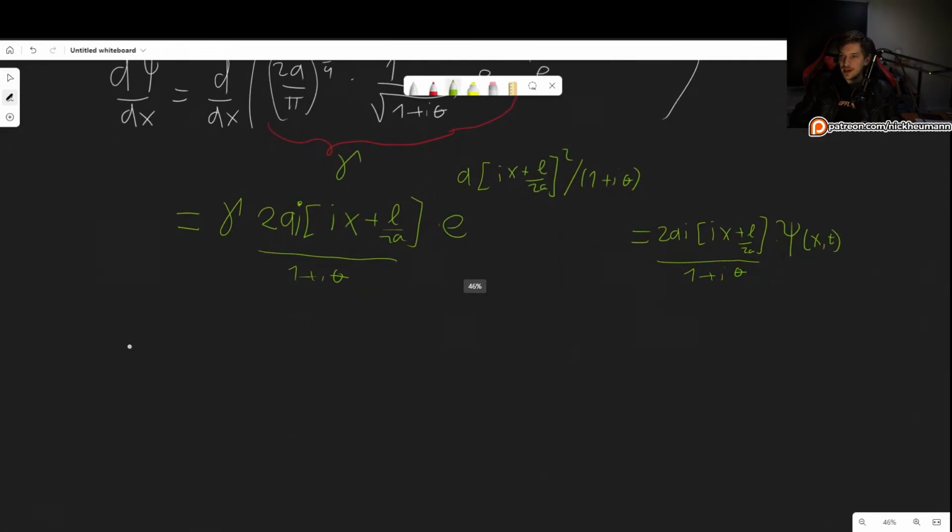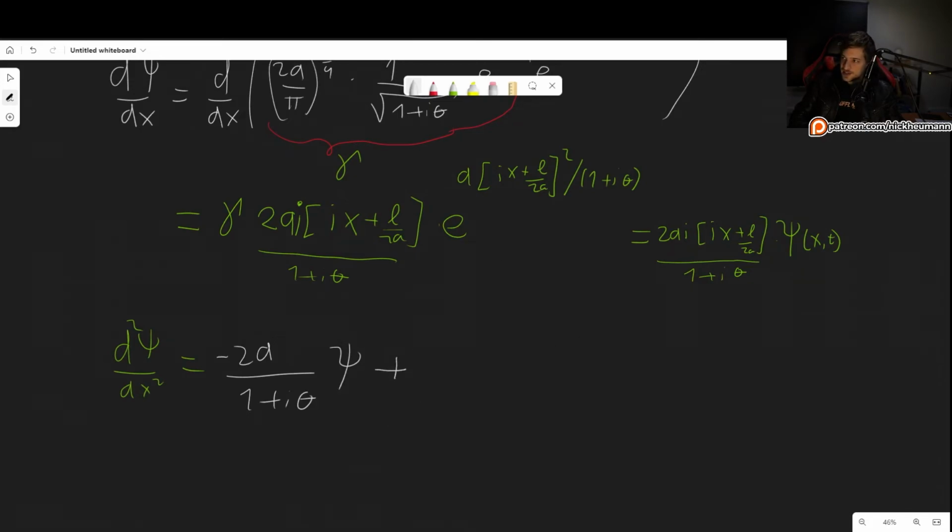So now let's take another. So taking the second derivative, now we have to use the product rule, right? First, we take the derivative of this and we multiply by the wave function. Then we take the derivative of the wave function and we multiply by this. So the first part, the only thing that depends on x is this. So we get 2ai divided by 1 plus I theta, and in the parentheses, we get I, right? This part doesn't depend on x, so its derivative is 0. So we get I squared, so, just minus. And this, of course, times our wave function.